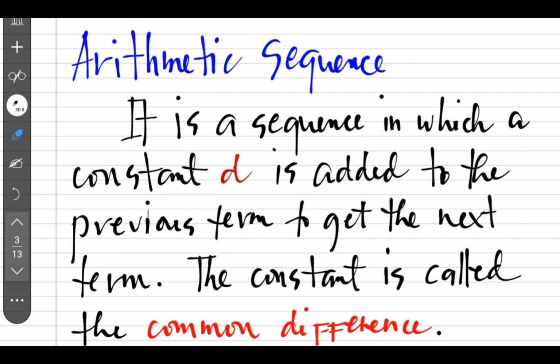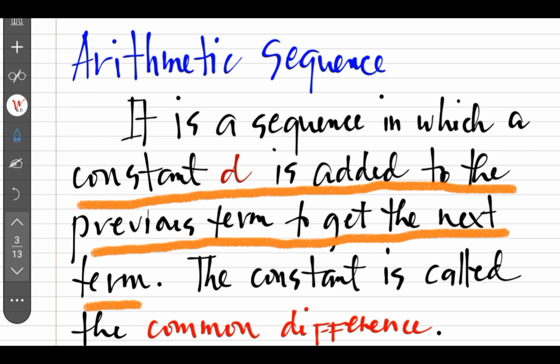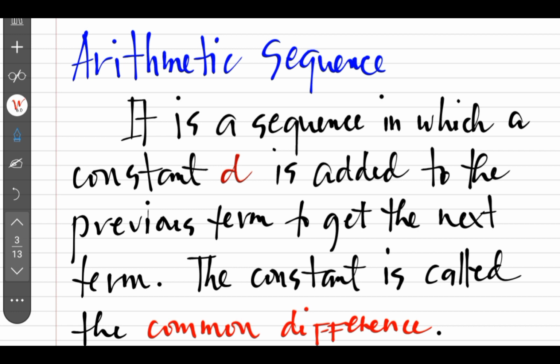So let's see what an arithmetic sequence is. An arithmetic sequence is a sequence in which a constant d is added to the previous term to get the next term. And the constant is what we call the common difference. Again, a constant d is added to the previous term to get the next term. That is how you illustrate an arithmetic sequence using the constant d.